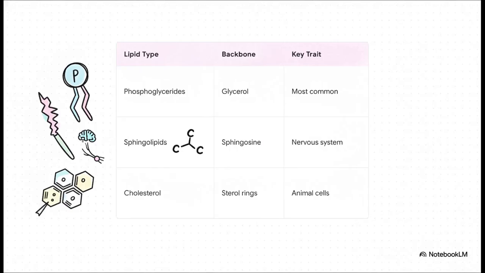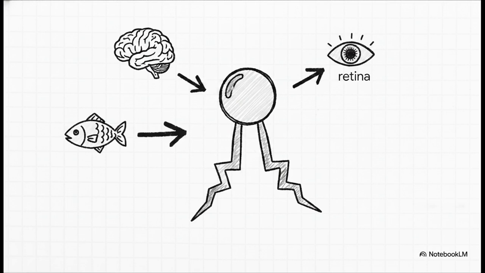Now, we generally break these amphipathic membrane lipids down into 3 main types. First up, phosphoglycerides, which are by far the most common type, built on a glycerol backbone. Next, we have sphingolipids, which use a sphingosine backbone and are super important in your nervous system. And finally, cholesterol, found specifically in animal cells, which is made of steroid rings that give it a unique, rigid structure. Let's zoom in on that most common group, phosphoglycerides. They rock a 3-carbon glycerol backbone along with 2 fatty acyl chains.